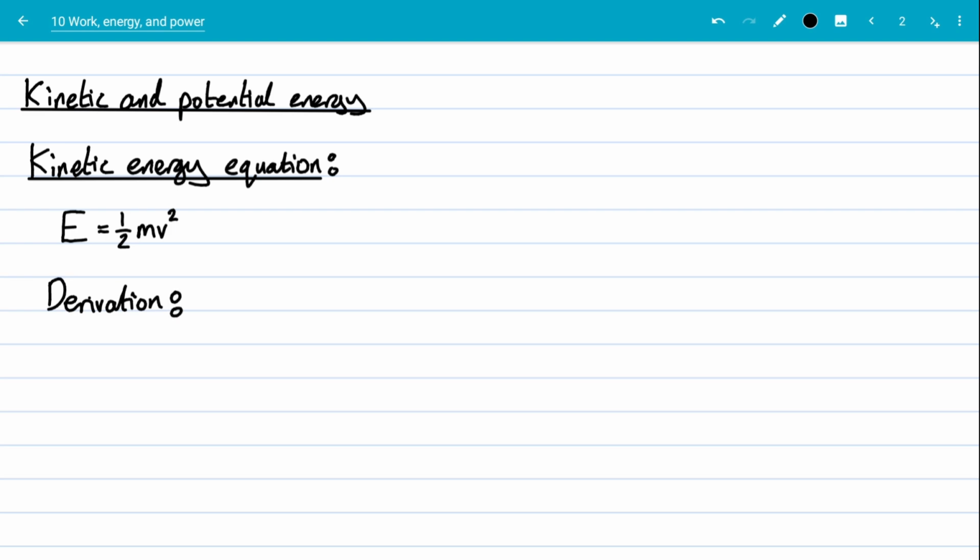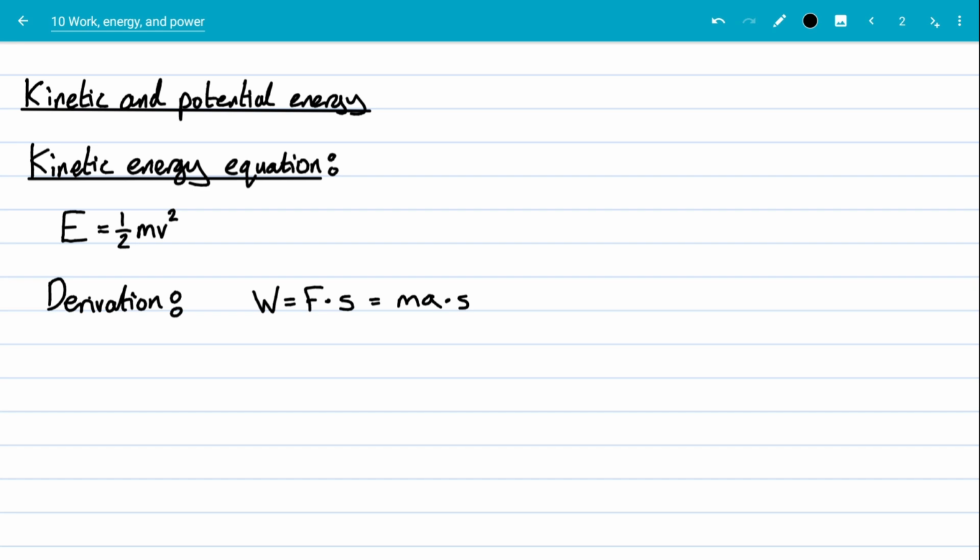So remember that work done is equal to F times s. And I'm just going to write it like that. I'm not going to bother with the vector stuff, although it's all there somewhere. F times s. Now remember that F is ma. So we could write this as m times a times s. So we've got acceleration times displacement right there.